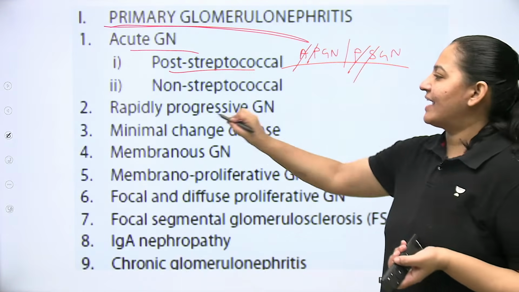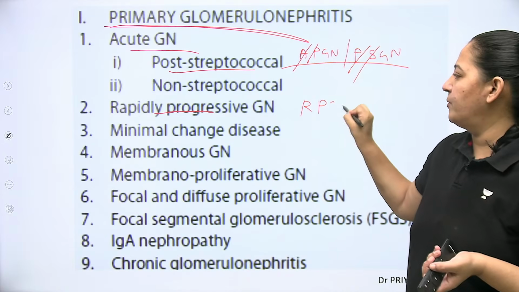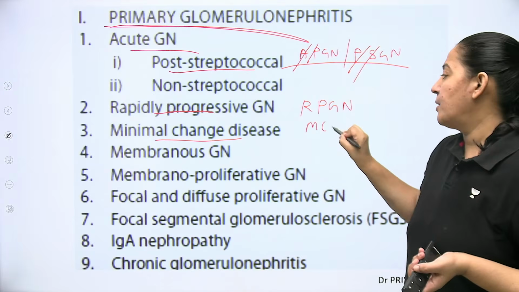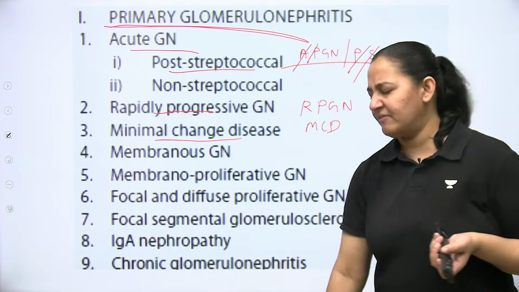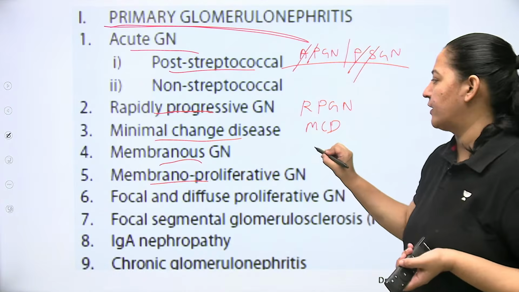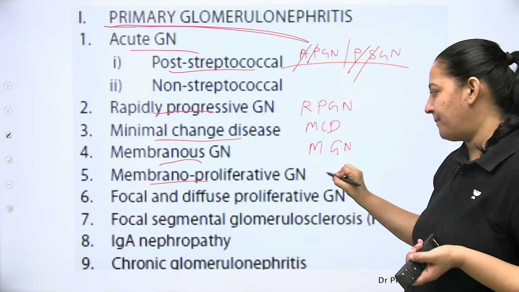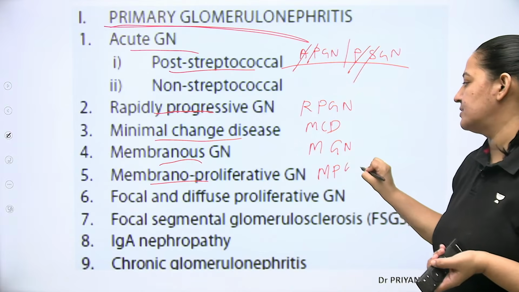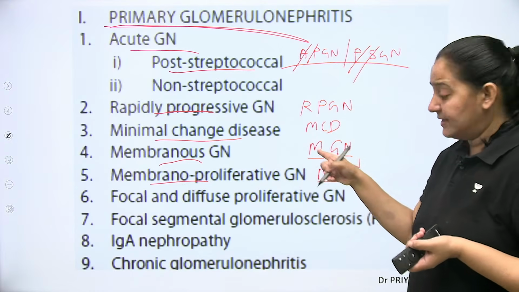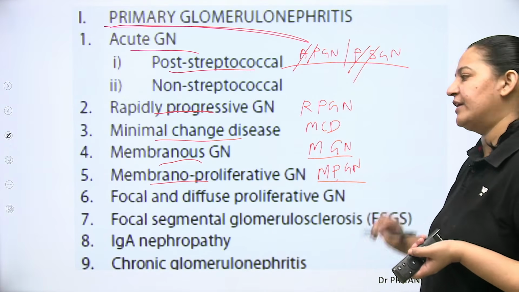You got my point? The second one is rapidly progressive glomerulonephritis. Rapidly progressive glomerulonephritis, right? The third one is minimal change disease, which occurs in children. The most common cause of nephrotic syndrome in children, I will teach you. So that is MCD. The fourth one is membranous, and the fifth one is membranoproliferative. The fourth is membranous glomerulonephritis, and fifth is membranoproliferative glomerulonephritis. So see the change. It is MGN, it is MPGN. It is only membranous. It is along with membranous proliferative also. So membranous glomerulonephritis, membranoproliferative glomerulonephritis.